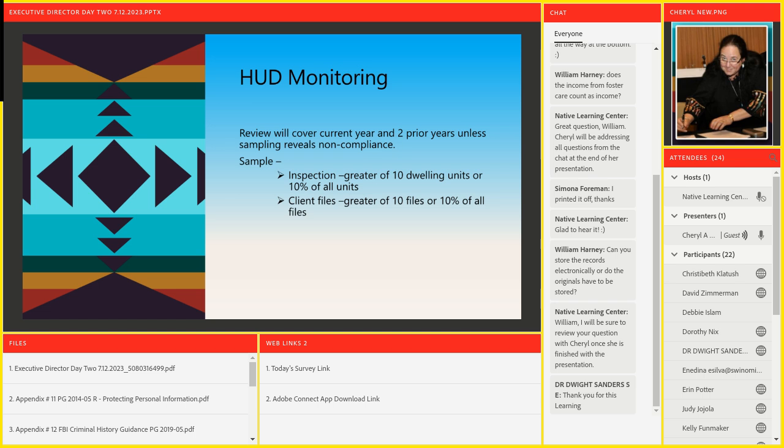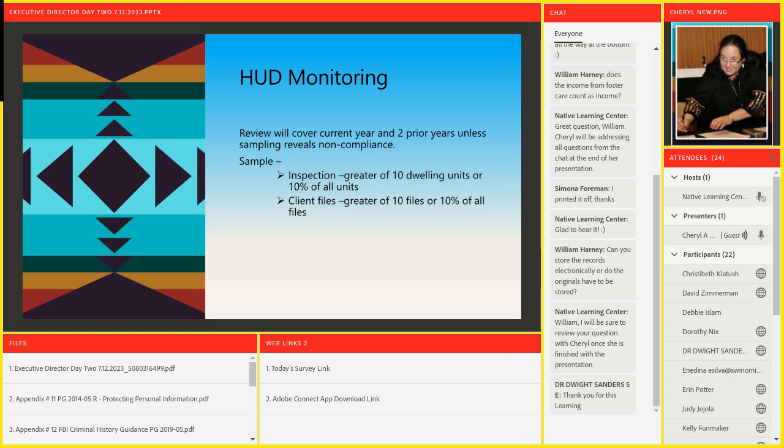So HUD will come through and review the current year and 2 prior years, unless when they get in there, they find out that you have non-compliance. I've seen one right now that went all the way back to 2016. So they can go back. That's why you have to make sure that you do that yourself.